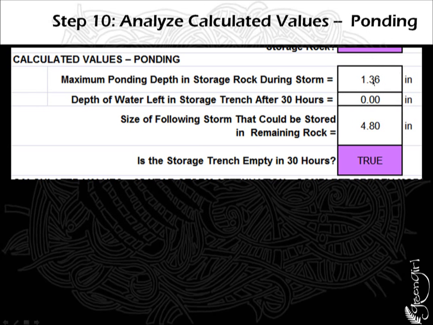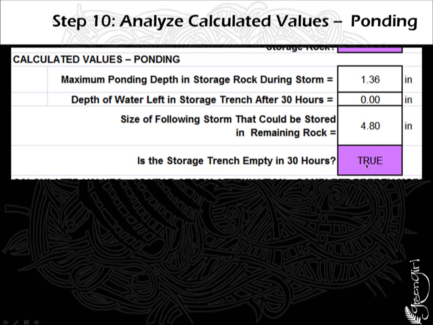1.36 inches. For porous pavements, porous asphalts in clay, I've been told to put in 3 inches over 12 inches. But for the hydraulic design, I need less than 2 inches of rock to store my storm. And then I check to see if the depth of the water left in the storage trenches after 30 hours is nothing, and it is. So that's good. Is the storage trench empty in 30 hours? The storage trench is the rock. I'm sorry, that really shouldn't say trench. It should be rock. So is the storage rock empty in 30 hours?